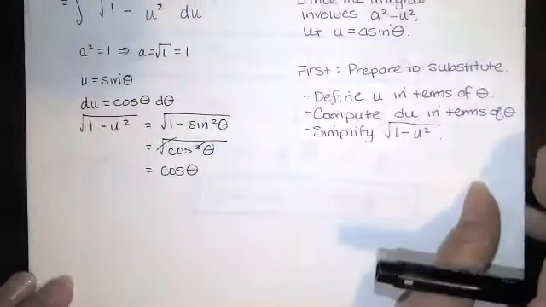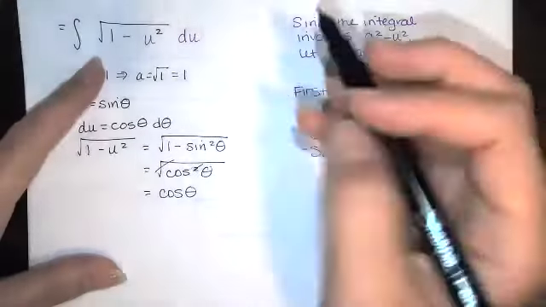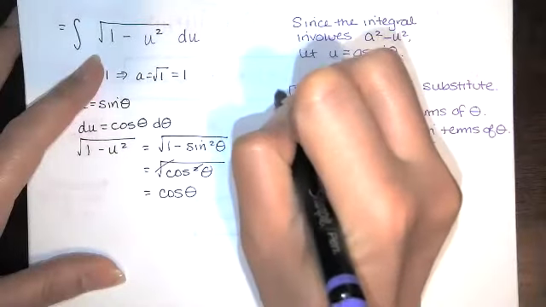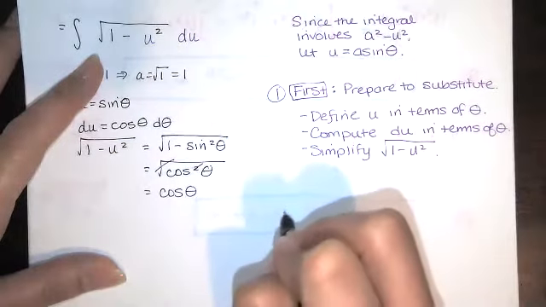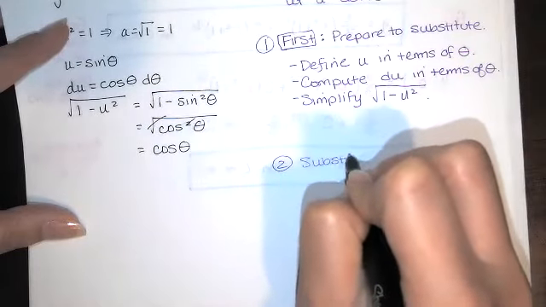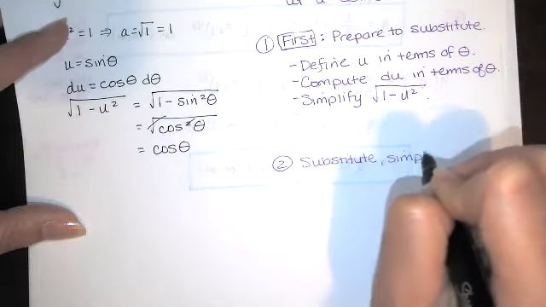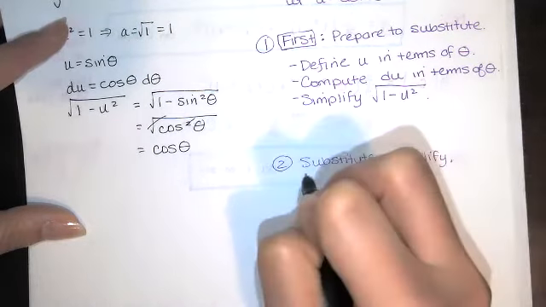So we're right here now. Okay, so we've prepared to substitute. The second thing we do is we actually substitute. That was the point of preparing to substitute. So I guess we have this first step. I guess I could have just labeled it with a 1. Second step is to substitute. And of course you have to simplify and anti-differentiate.